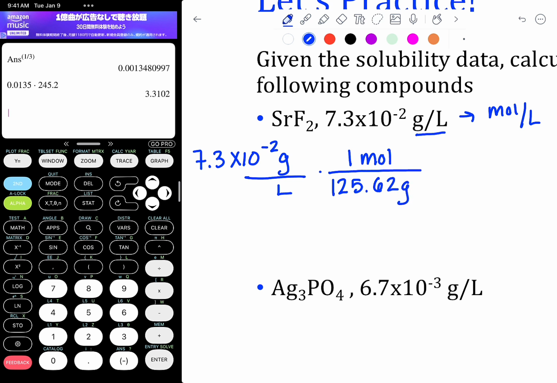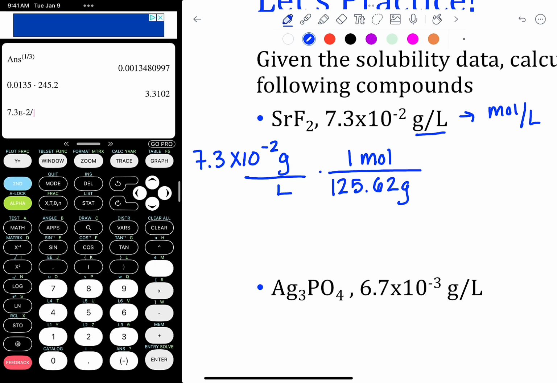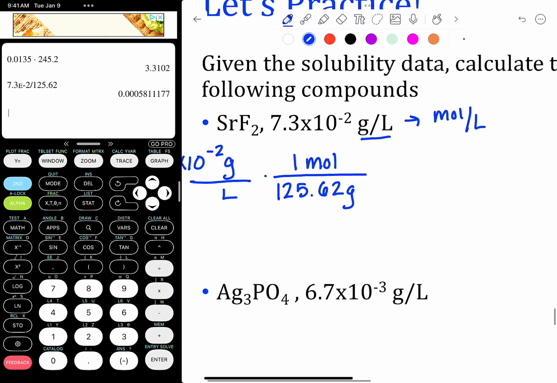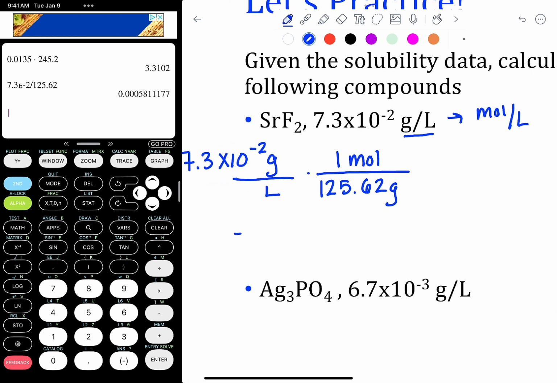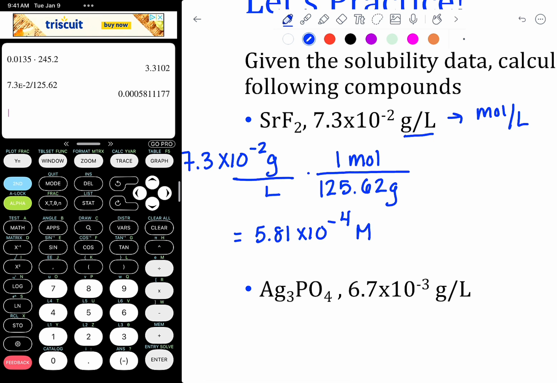125.62 grams. So all we have to do is take 7.3 times 10 to the minus 2 and divide that by 125.62. And we get our molar solubility to be 5.81 times 10 to the minus 4 molar, or moles per liter. This is now going to be our x value in our ICE table. So let's set up that ICE table.